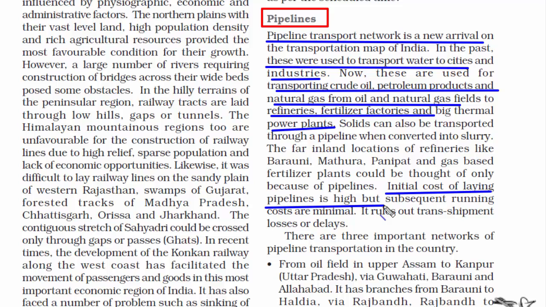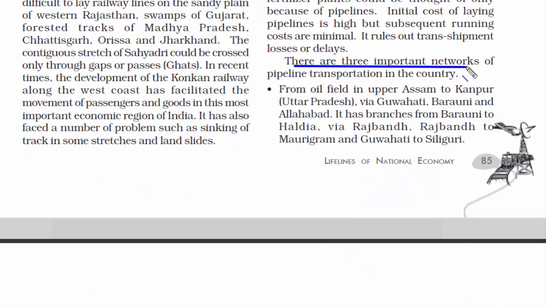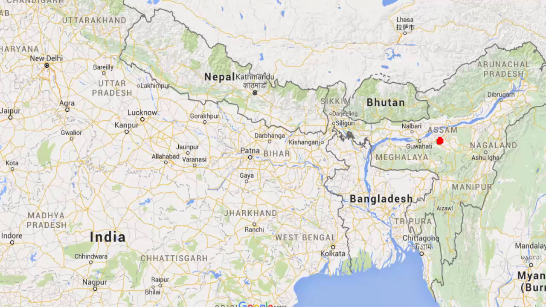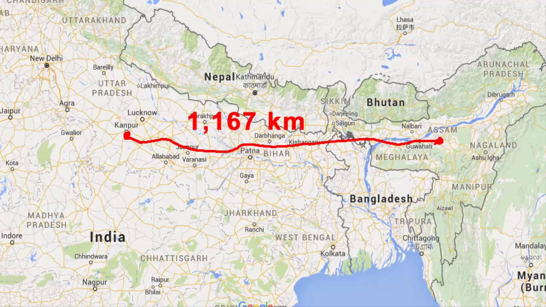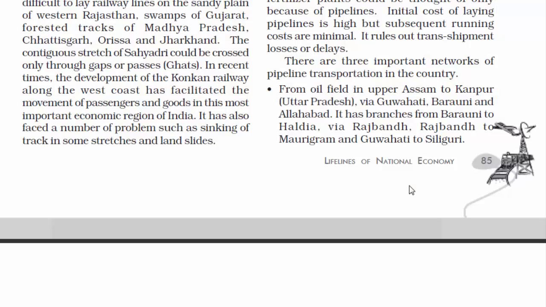Currently in India there are three important networks of pipeline transportation in our country. The first one is a pipeline from the oil field of Assam to Kanpur, which is in UP. It passes through Guwahati, Barauni and Allahabad. This pipeline is about 1167 kilometers long. Just imagine the length. Therefore you can imagine the amount of cost associated with it.